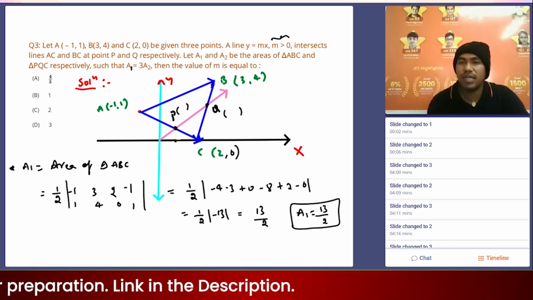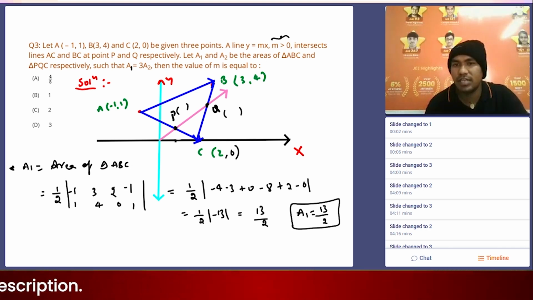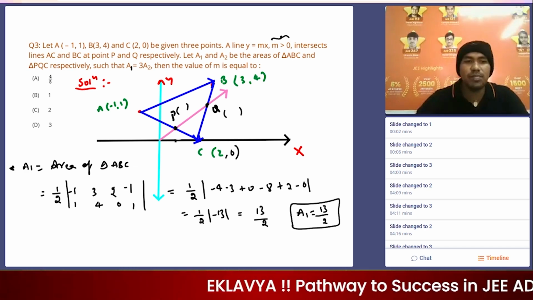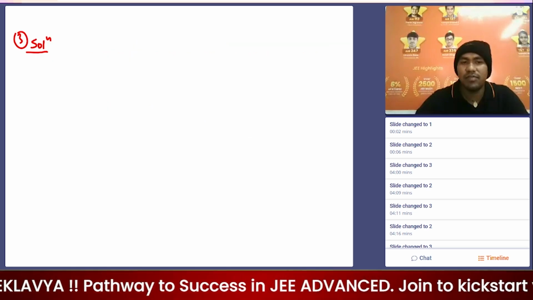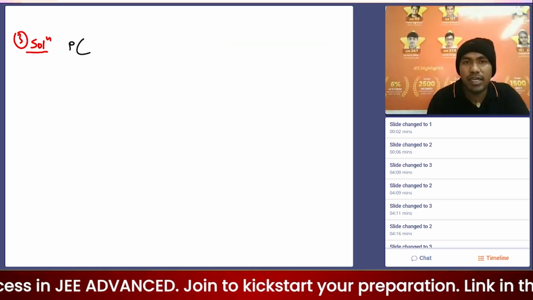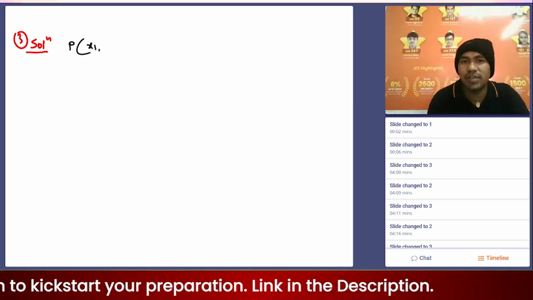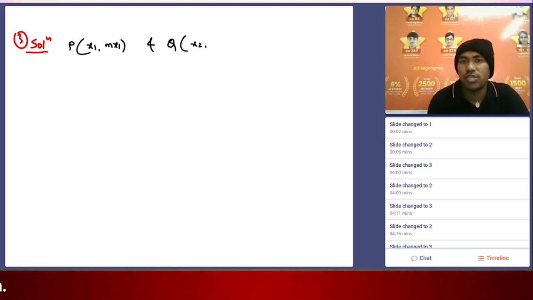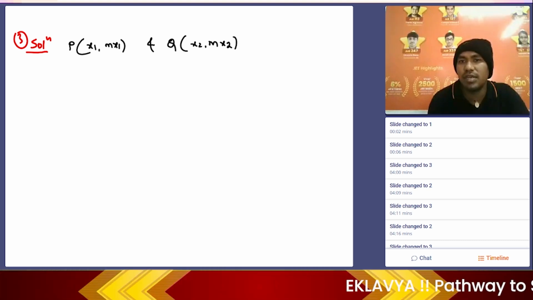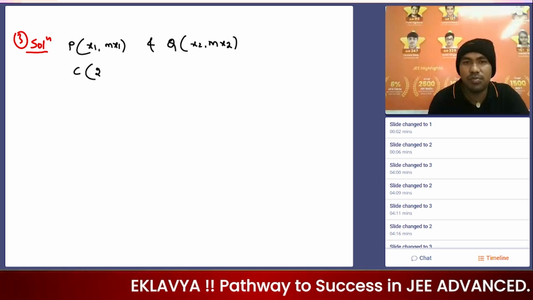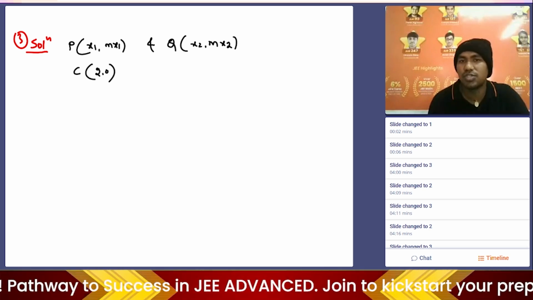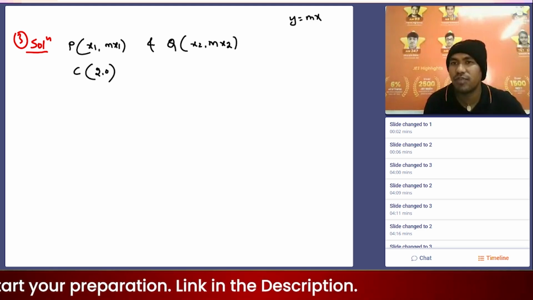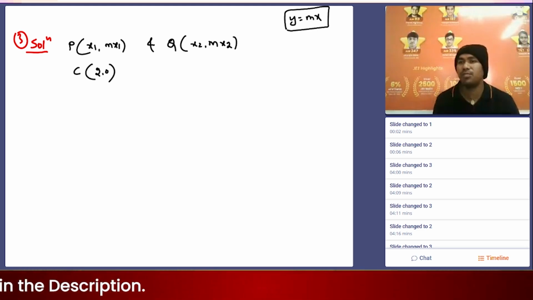For that, wherever the point P is, it is a point on the y = mx line only, right? So I am choosing the point P on the y = mx line. If I fix some x1, then the y1 value will become mx1. Point Q I am taking as (x2, mx2). And we have the C point also, C is (2, 0), because P and Q are on the y = mx line only. So I have taken the points P and Q.